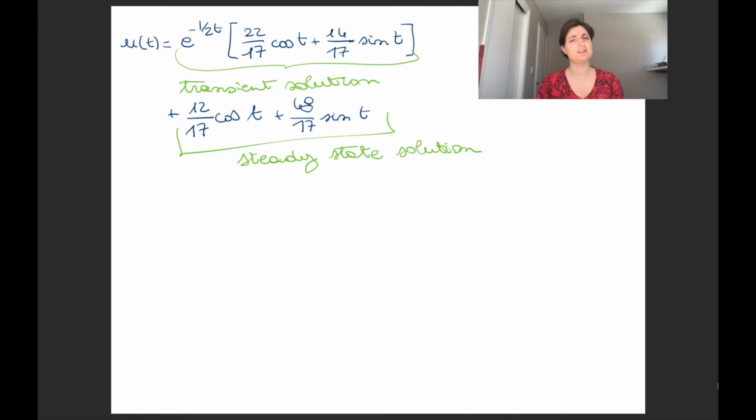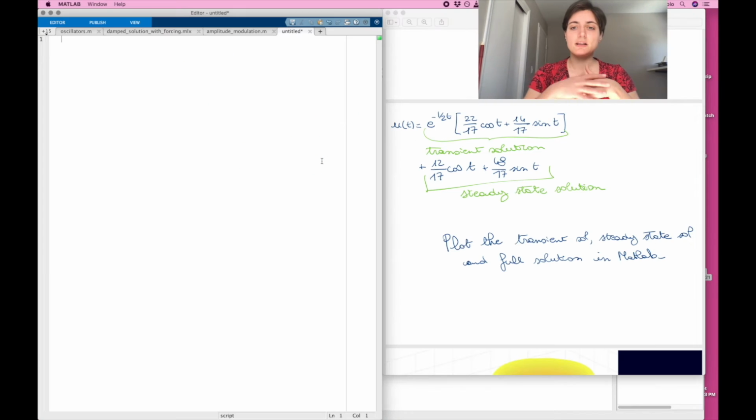Now it might seem counterintuitive because it's not steady, but it comes from PDEs in which you can have steady states that don't depend on time. Think of the fact that if you were to write this as a dependency on an x, that would be accepted as a steady state. But the idea is really that there is a part that disappears in time and a part that is important and stays the whole time. So let's try to plot the transient solution and the steady state solution in MATLAB.